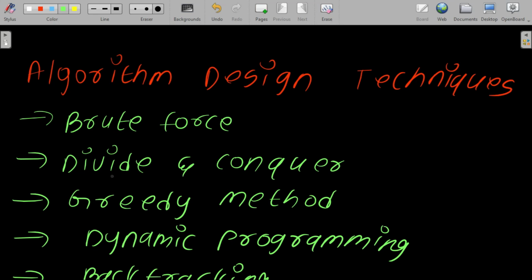The second one is divide and conquer. It means breaking a big problem into smaller problems, solving them separately and combining all the answers. That means if you have a big problem, you divide it into small problems, solve each of them, and finally combine all the answers. The best example for divide and conquer is merge sort.